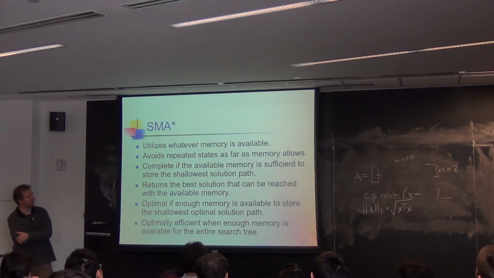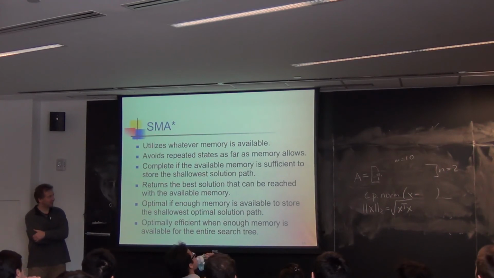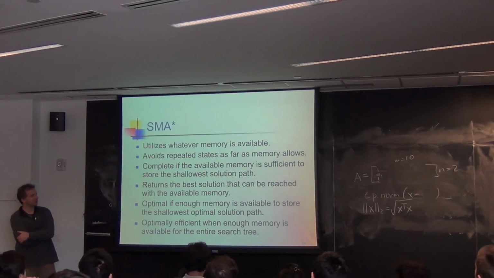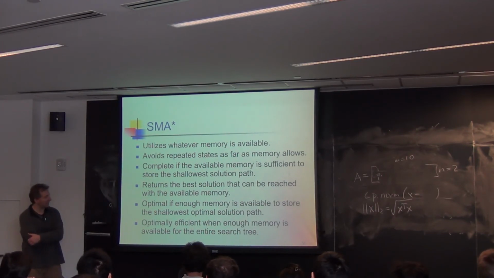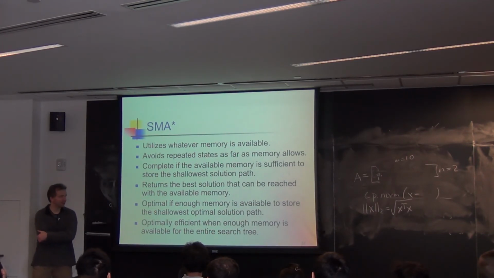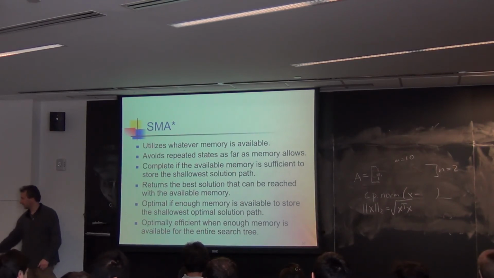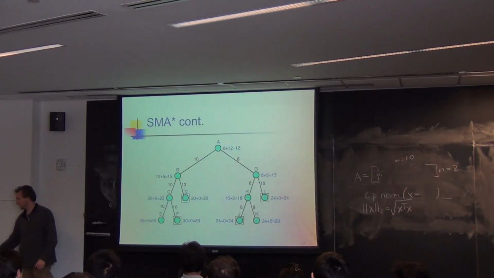It returns the best solution that can be reached with available memory. It's guaranteed to do that. It's optimal if enough memory is available to store the shallowest optimal solution path. Again, it makes sense. If you don't have enough memory to store those paths, then you're not going to find the solutions. And it's optimally efficient when enough memory is available for the entire search tree. All right, so let's take a look at SMA star and see how this works.